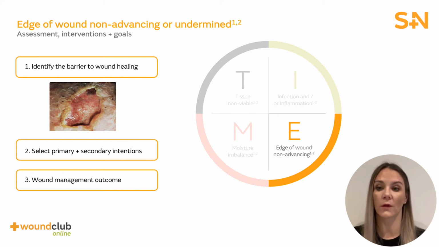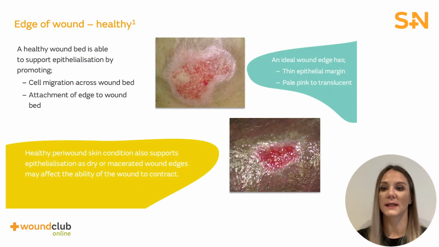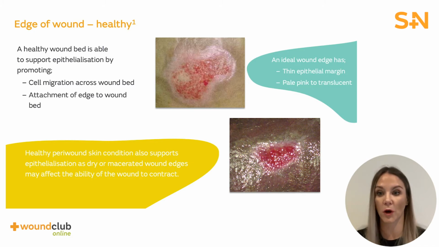When we talk about non-advancing, this means that the wound is not making any progress, and undermining means that the wound bed is not attached to the wound edge, which is going to prevent the wound from making progress unless appropriately managed. Assessment of wound edges can indicate whether wound contraction and epithelialization is progressing, and confirm either the effectiveness of the wound treatment being used or the need for re-evaluation. A healthy wound bed and peri-wound are important to support progress.